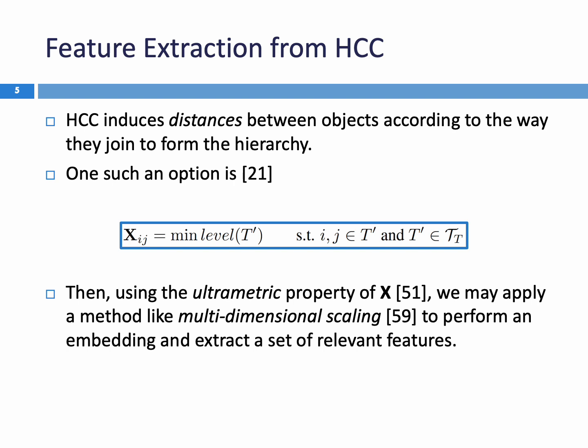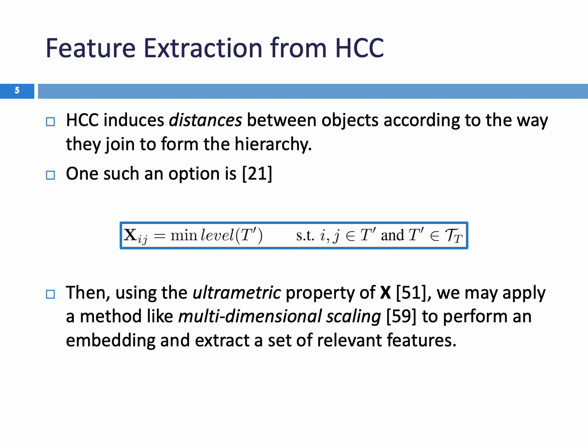It is possible to see that any hierarchical clustering solution, including our HCC model, can induce a sort of distance function between the objects according to the way the objects join to form the hierarchy. One such option is defined in this equation, where x_ij, the hierarchy-based distance between i and j, is defined as the level of the cluster at the lowest level which contains both i and j. Then with this distance function, we will have a matrix corresponding to the pairwise distances between the objects.